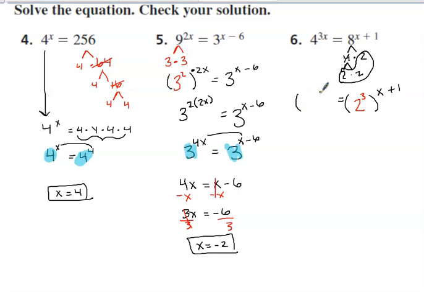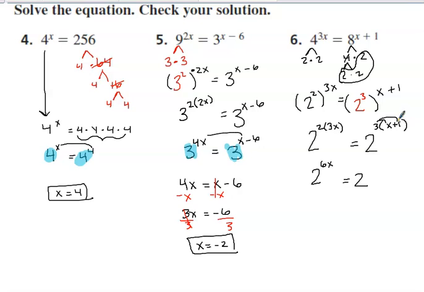So now on the left, let's look at the 4 and see if we can break that down into a power of 2. Sure enough, 4 is 2 times 2, or 2 squared. An exponent on an exponent means we multiply, so 2 to the power of 2 times 3x, and then 2 to the power of 3 times x plus 1. I multiply to get 2 to the power of 6x equals 2 to the power of, I distribute to get 3x plus 3.